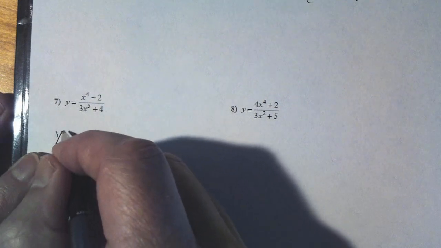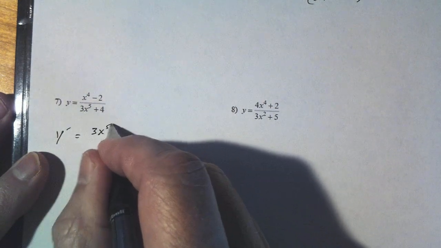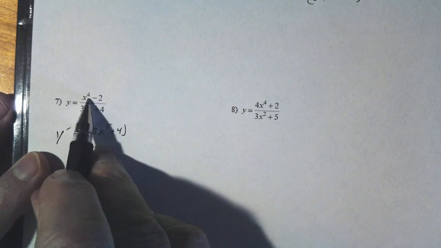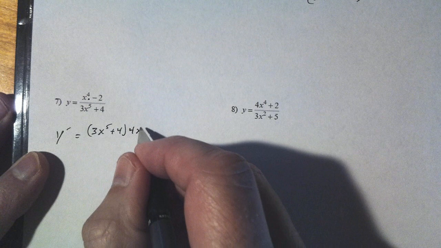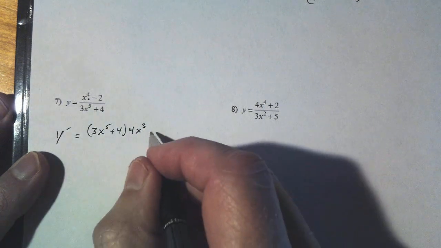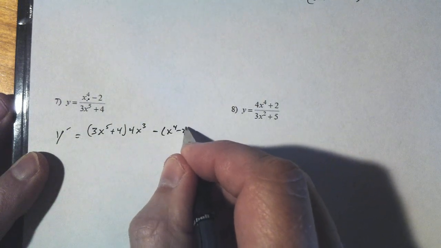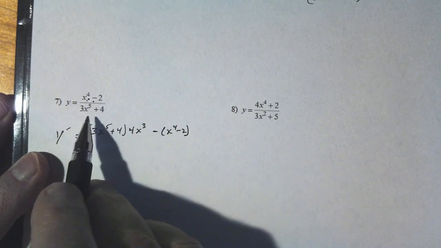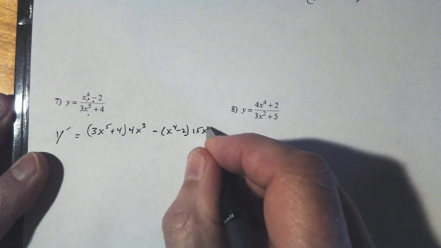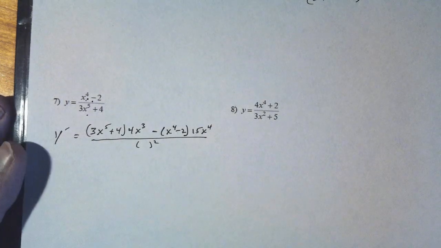So y prime, the derivative is low, D high. Nice to have a constant and a constant. Minus high, D low, 15x to the fourth. All on the square of the thing below.